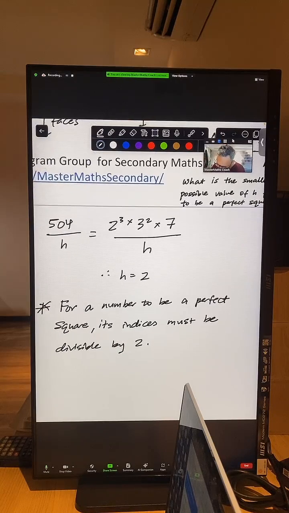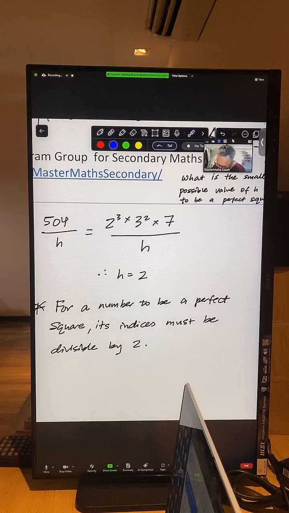So because of that, in my h here, I must have a 2. Because when I have a 2, then I will cancel this 3 to make it 2. Because 2 power 1 below, 2 power 3 on top, the 2 power 3 will become 2 power 2. This 3 power 2, I don't need to disturb it, because its index is already 2. This one no need to touch. I keep it as 3 power 2. So my h doesn't need to have anything to do with 3.